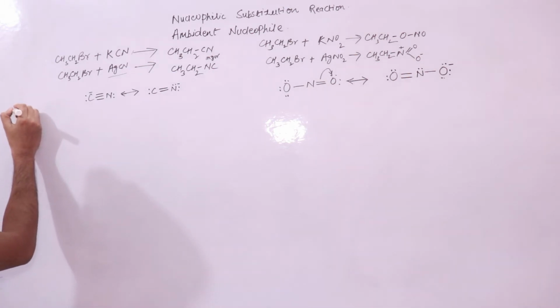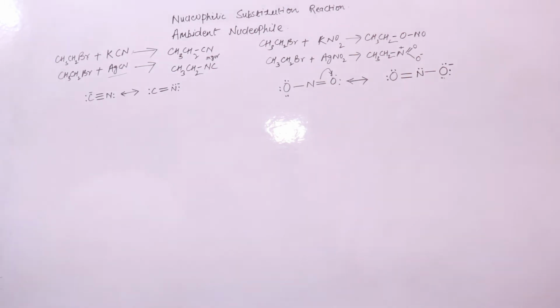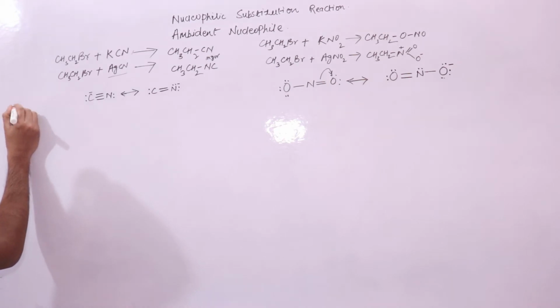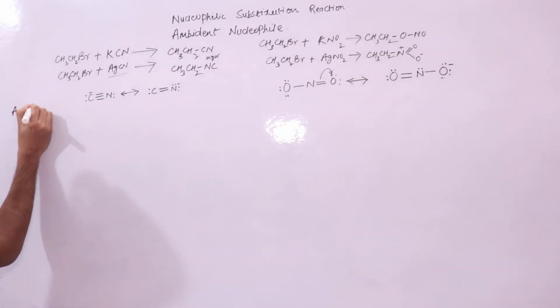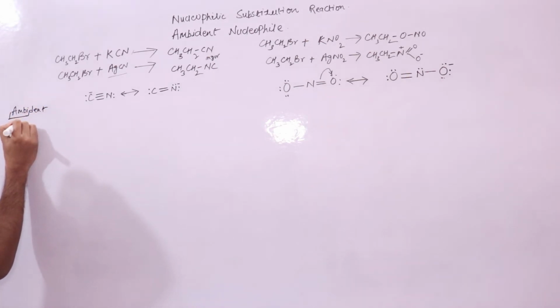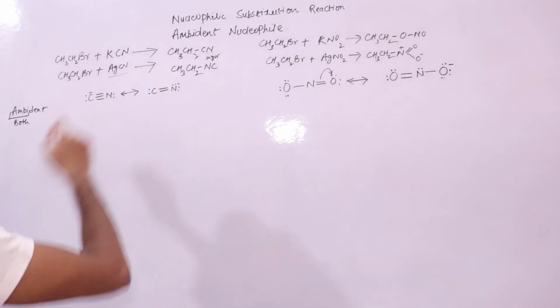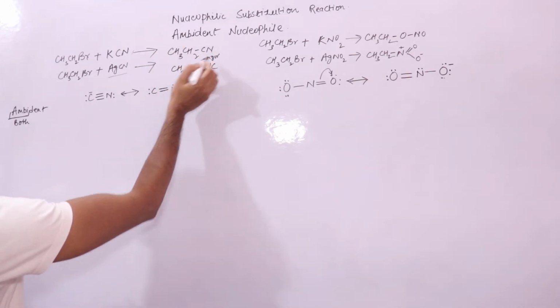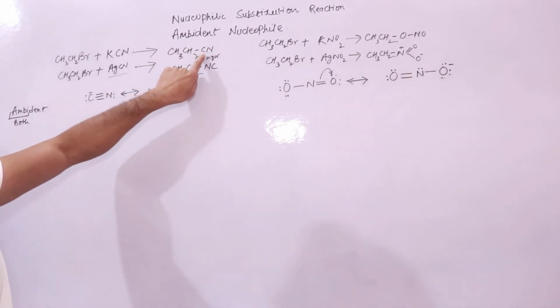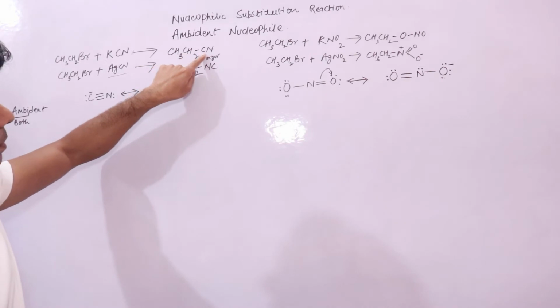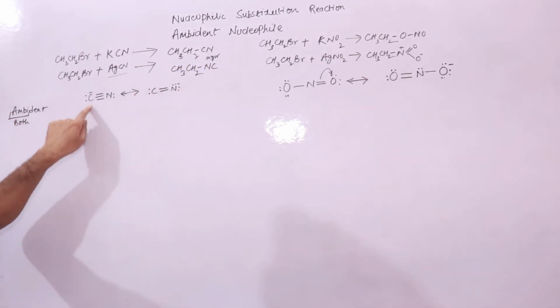Ambident simply means two, or both. You can understand it from the word itself: ambident, ambi means both. So here, the cyanide ion, if you look at this product, the carbon atom is joined to the carbon of cyanide.